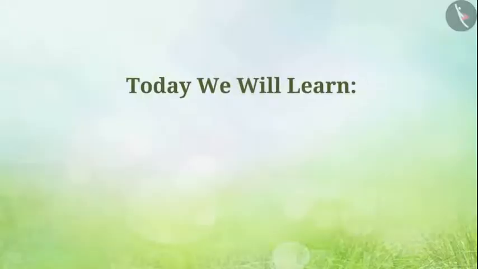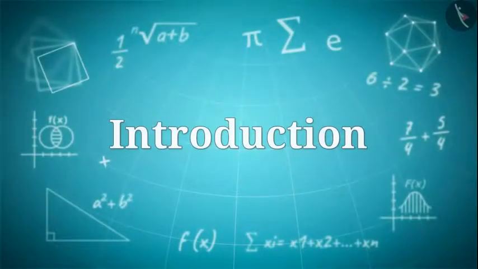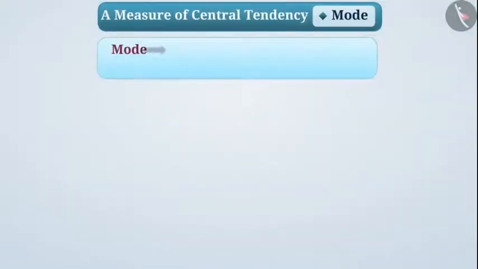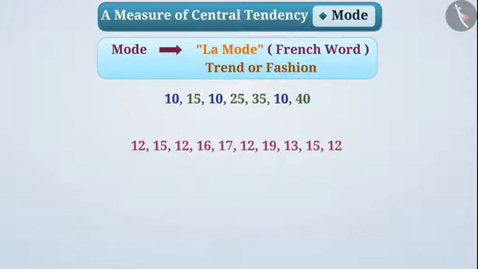Today we will learn about the mode, a measure of central tendency. Mode word is taken from French word la mode, which means trend or fashion. In terms of data, mode is the value that is most prevalent. Like if we talk about these observations, then here 12 is the most frequent. In this way, we can say that 12 is most prevalent among this group of observations. That is, 12 is the mode of these observations.